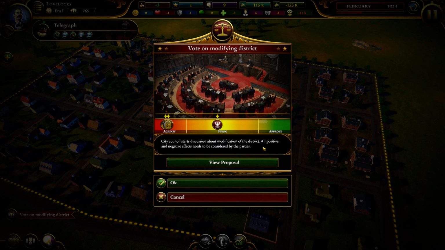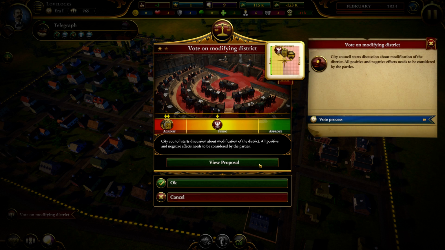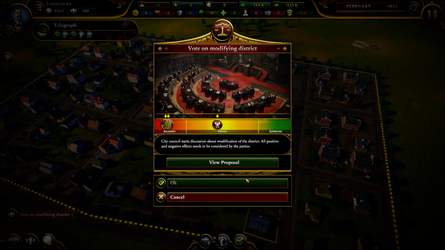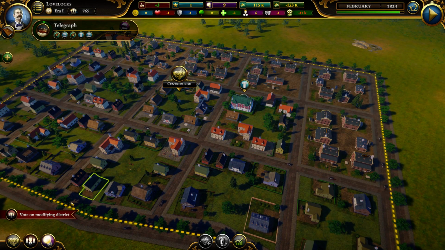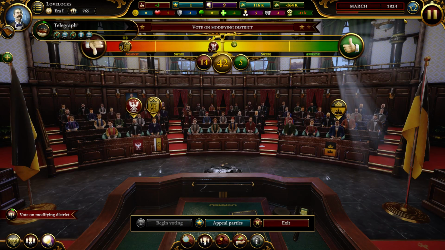The council starts discussion about modification of the district. All positive and negative effects need to be considered by the parties. End of the vote process. I'm not sure if I'm gonna be able to swing that many votes. Let's take a look at it. Appeal parties.